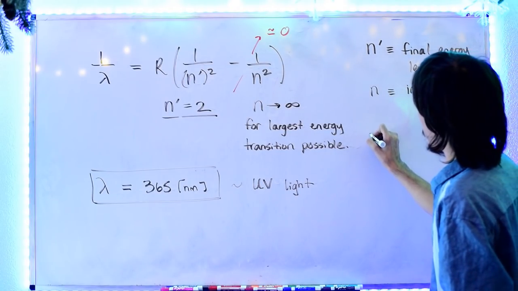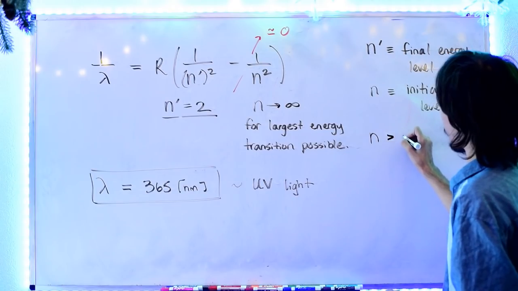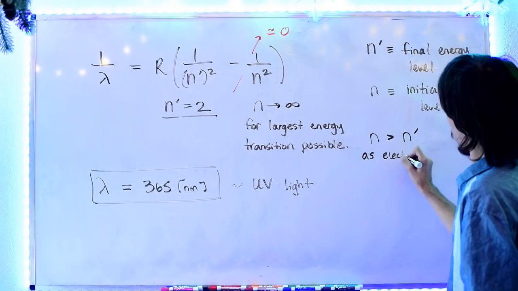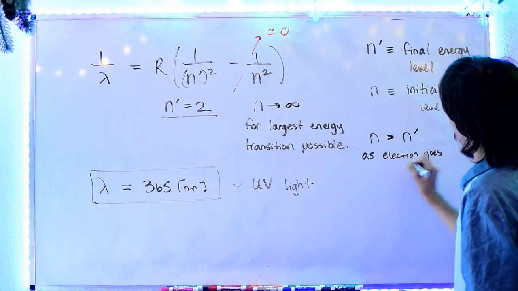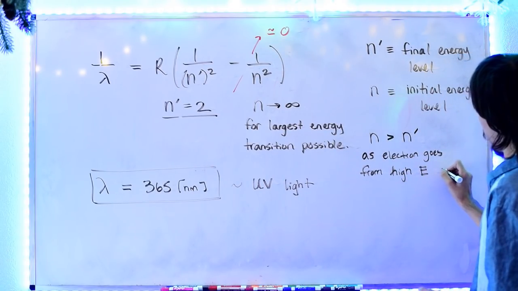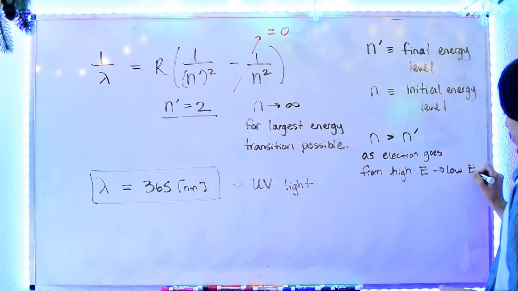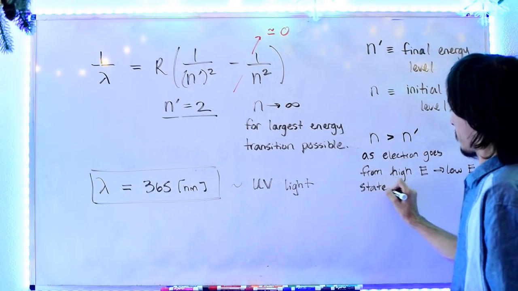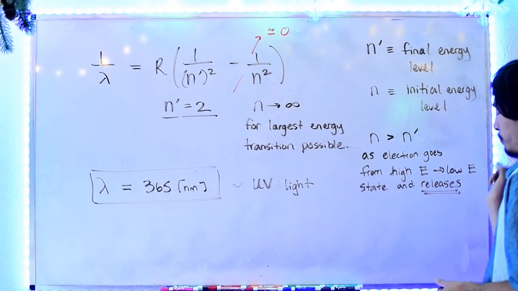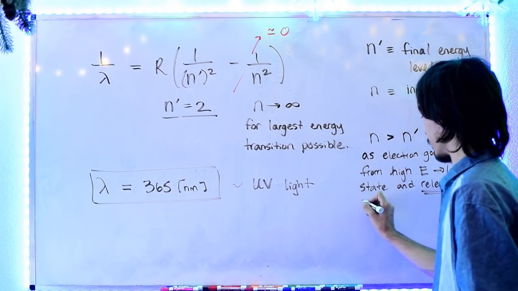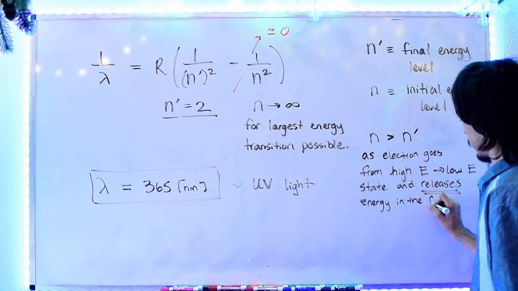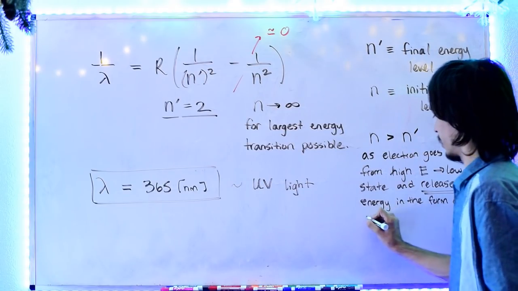So n must be greater than n prime as the electron goes from a high energy to a low energy state and releases. The key term is release. Releases energy in the form of light.